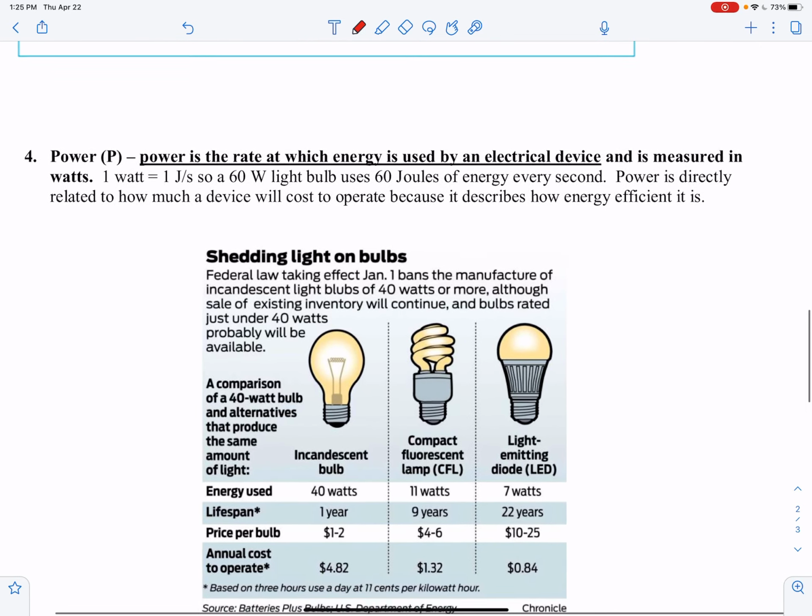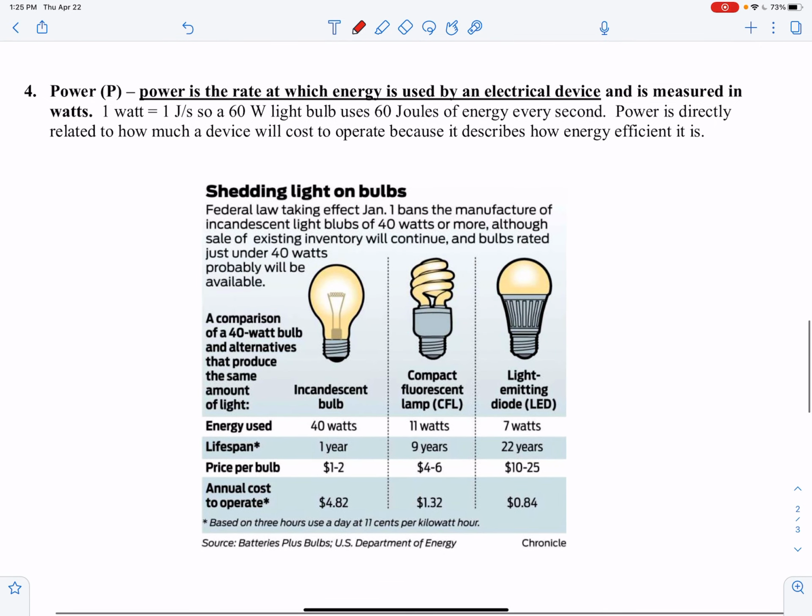Okay, finally, what is power? So power is the rate at which energy is used by an electrical device, and it's measured in the unit of watts, okay? The rate at which energy is used. 1 watt is 1 joule per second. J is for joule per second. So a 60-watt light bulb uses 60 joules of energy every second.